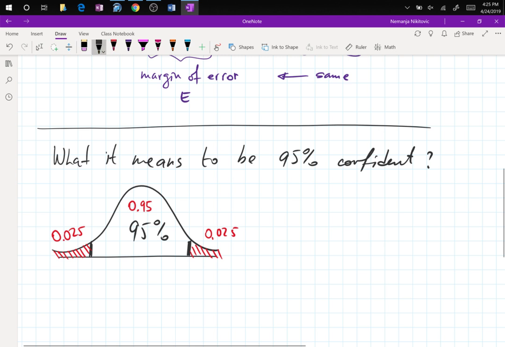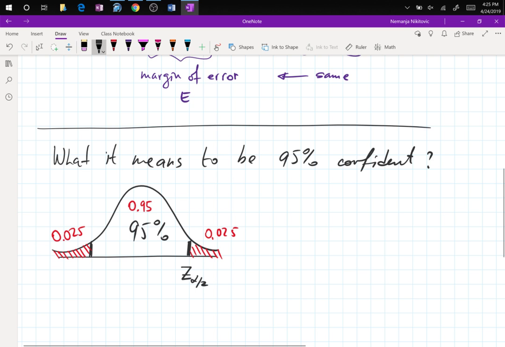So this is what your z alpha over 2 is. Why alpha over 2? Well, the notation is there just to help us remember that you actually have two of these areas, one to the left and one to the right of these numbers.